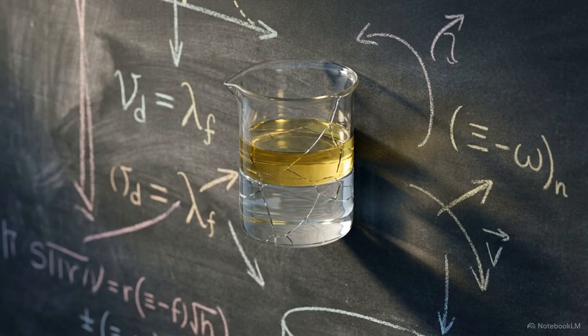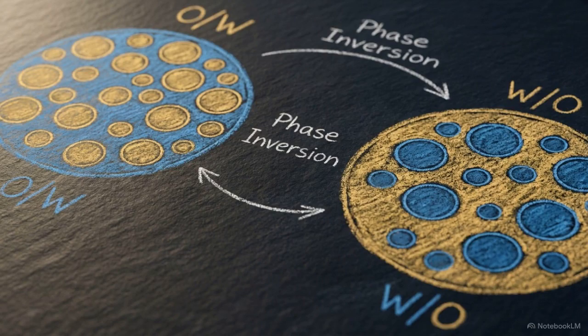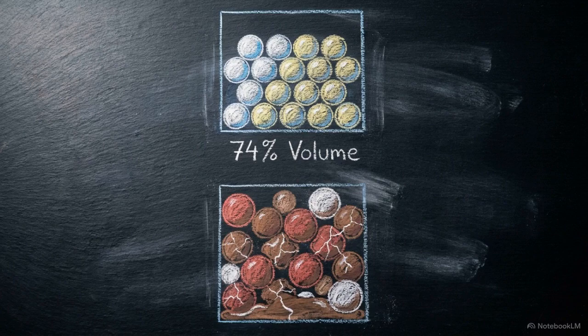If the interfacial film fails, the emulsion cracks, permanently separating into two liquid layers. This occurs if chemically incompatible surfactants are mixed, or if the system undergoes phase inversion, which can be triggered by adding an electrolyte that suppresses ionization, or by simply packing in more than 74% dispersed phase volume.